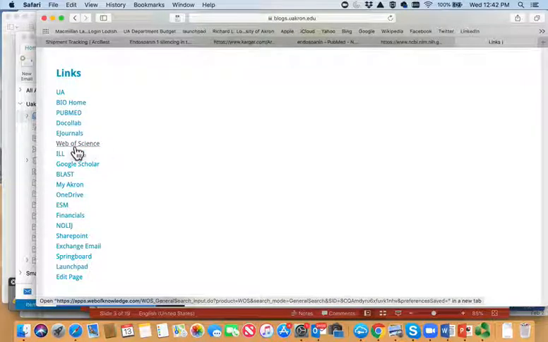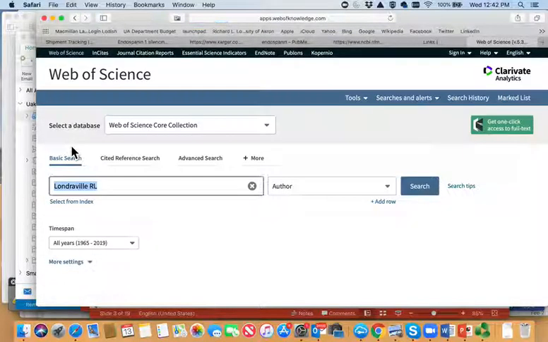And then finally, Web of Science is one that a lot of students don't know about, but it can be really helpful. Let's say you find a brilliant author like this guy, and you want to know what else they have done, or a particular paper that you find is really helpful, but it's old, and you want to find out what has been done since then.